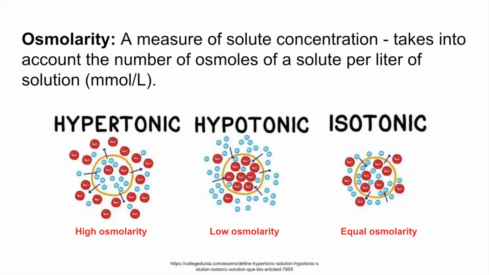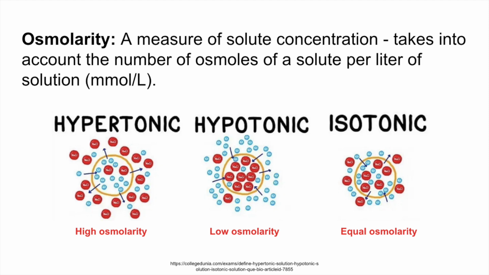Solutions with high osmolarity are called hypertonic. They have a high solute concentration, so water leaves the cell, causing it to shrink. Solutions with low osmolarity are called hypotonic. They have a low solute concentration, so water enters the cell, causing it to swell. And solutions with equal osmolarity are called isotonic. They have the same solute concentration, so there's no net flow of water, and thus the cell does not change shape.